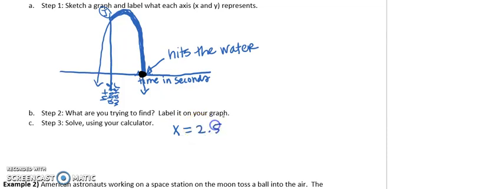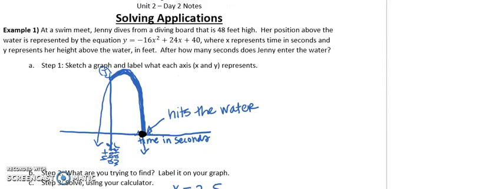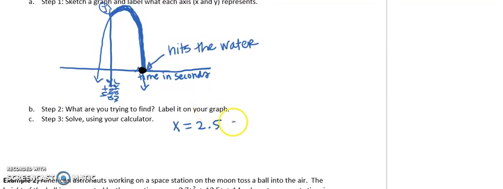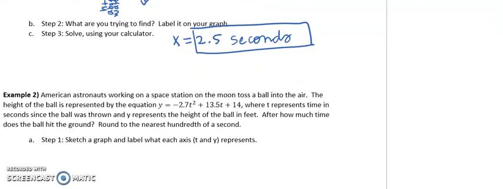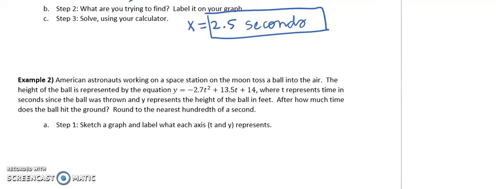Now this is not how you would answer someone, right? So what's the answer to the thing? After how many seconds does Jenny enter the water? 2.5 seconds. All right? Make sure you write seconds with it. Okay? So all we're doing is taking what we know and applying it to a situation, finding zeros.